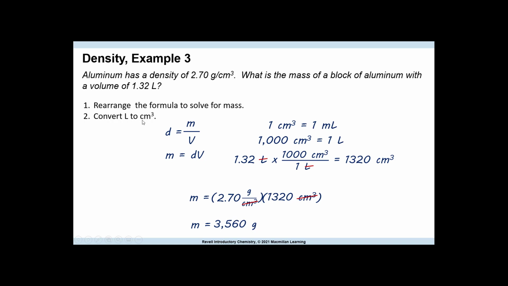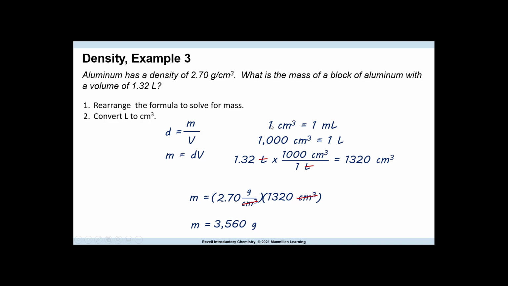Now we need to convert liters to centimeters cubed. So 1 centimeter cubed equals 1 mL. 1,000 centimeters cubed equals 1 liter. I don't like to use centimeters, but the book likes you to. I'm more comfortable just using mLs and then interchanging them out.